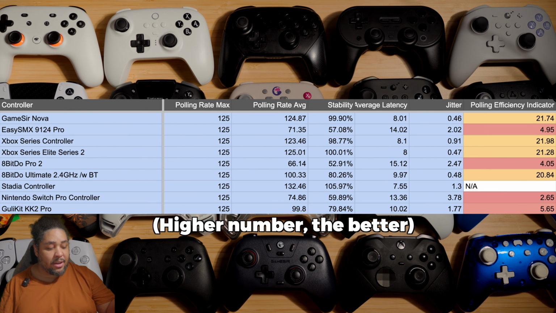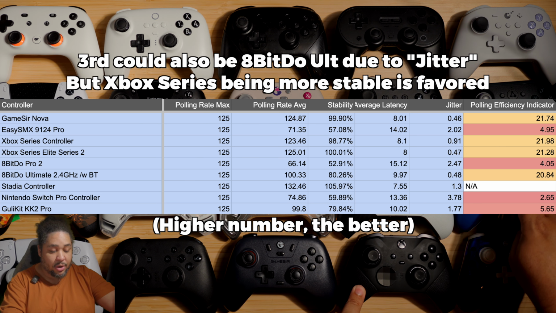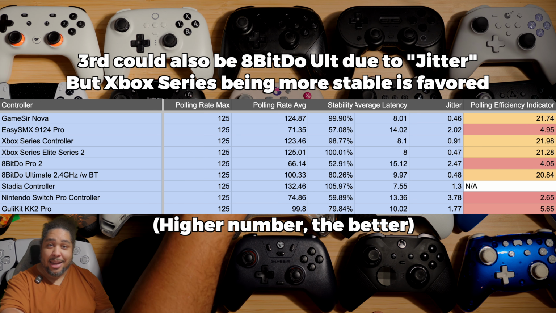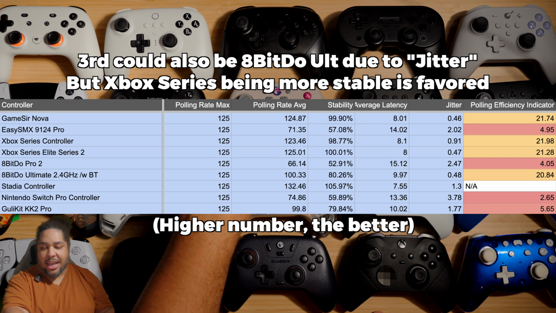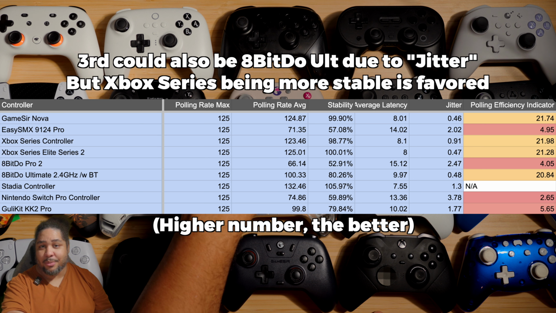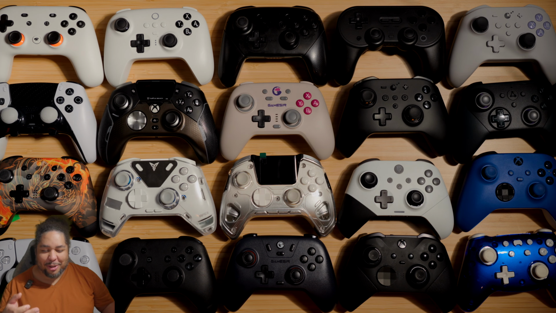But if not, both Xbox controllers, this one and this one, because they're so stable, they actually do incredibly well in the 125 hertz polling rate. But the one that outperforms everyone except the Stadia controller is the GameSir Nova. Again, the value and the build quality overall is just amazing, and it's quite decent when it comes to features as well. For what, I think $36 if I'm not mistaken. It's so stupid cheap, so affordable for such a great product.